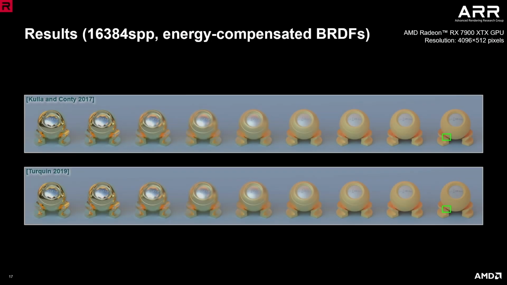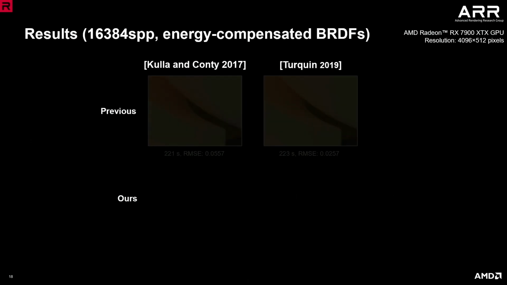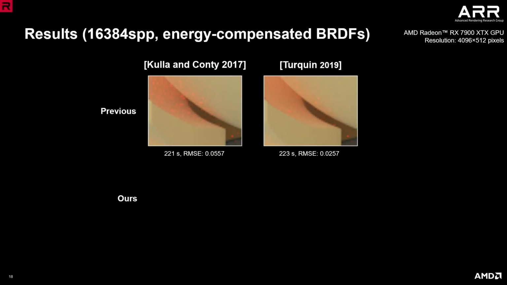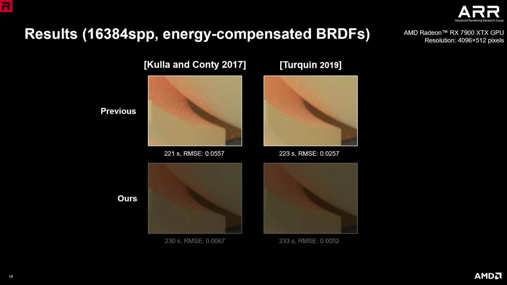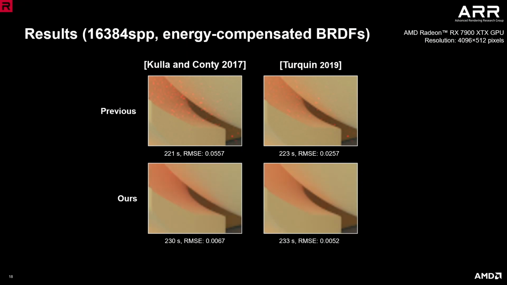Here, we show the rendering result of applying our method to the energy compensated BRDF. This is our test scene. We conduct the experiment on two different types of energy compensated BRDF, Kulla and Conty's BRDF and Turquin's BRDF. So this is a close-up of the result. The first row shows the rendering result from the previous method, and the second row shows the rendering result from our method.